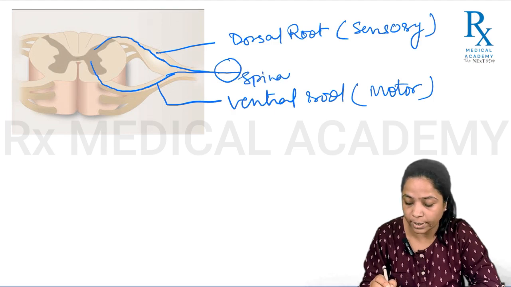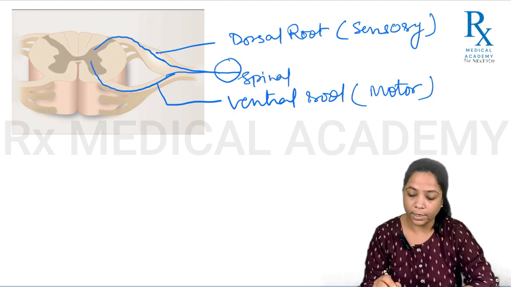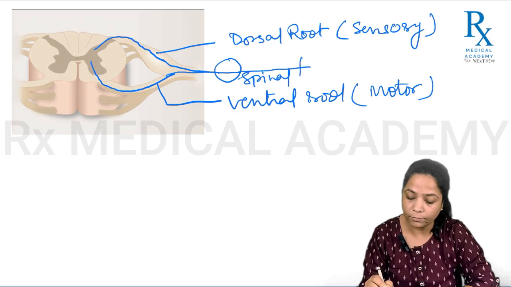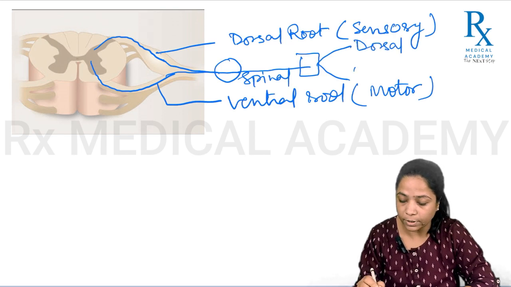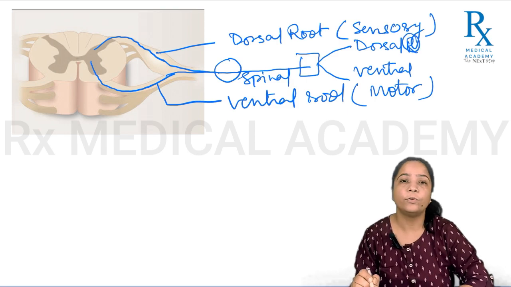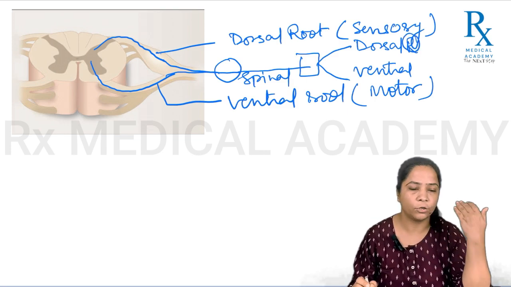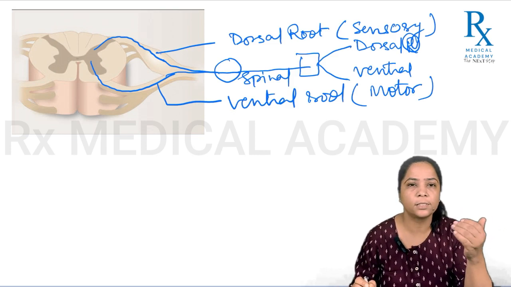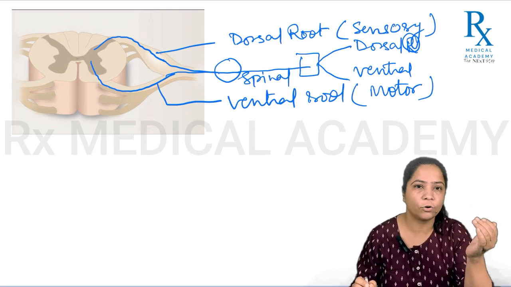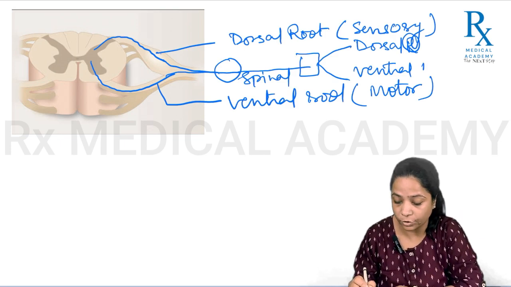So this is a spinal nerve. After coming out from the intervertebral foramina, it divides into two parts. One is the dorsal ramus, which is responsible for the nerve supply of the back, and the other is the ventral ramus, which is responsible for the supply of the ventral part of the trunk.